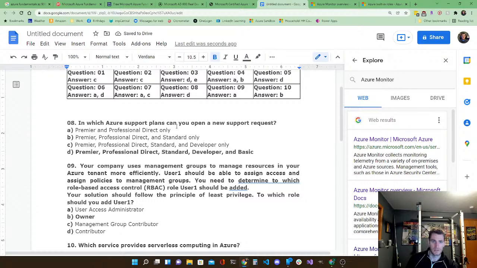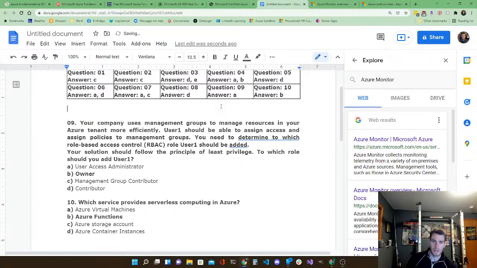8D, cool. Yeah, just support request is pretty basic. All levels get it. 9A, really? Okay.